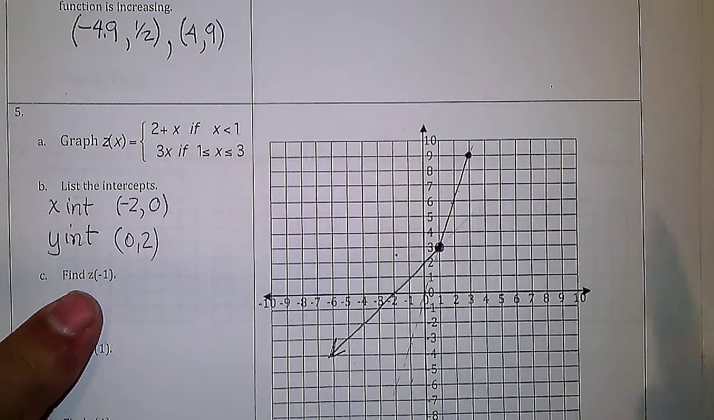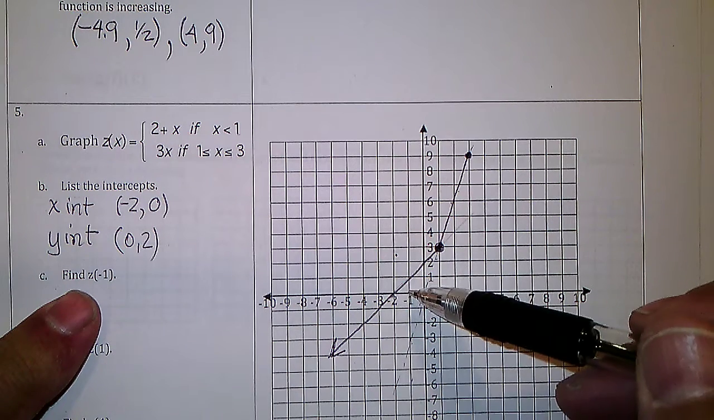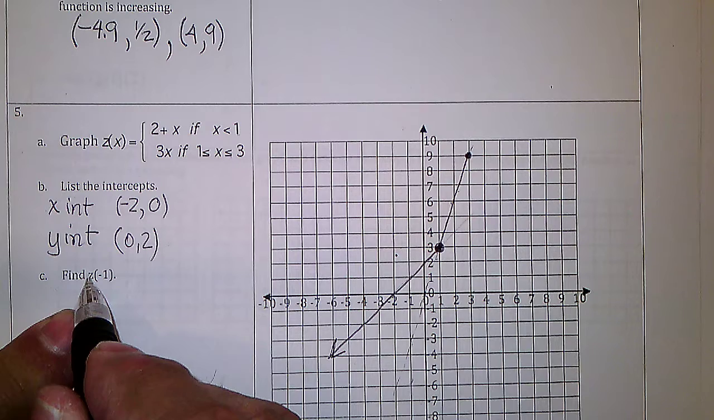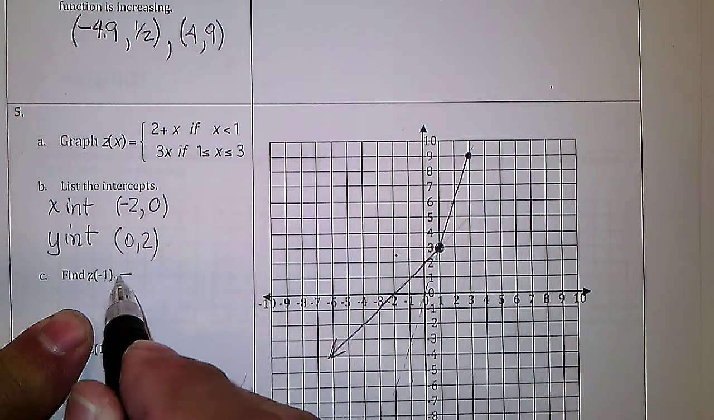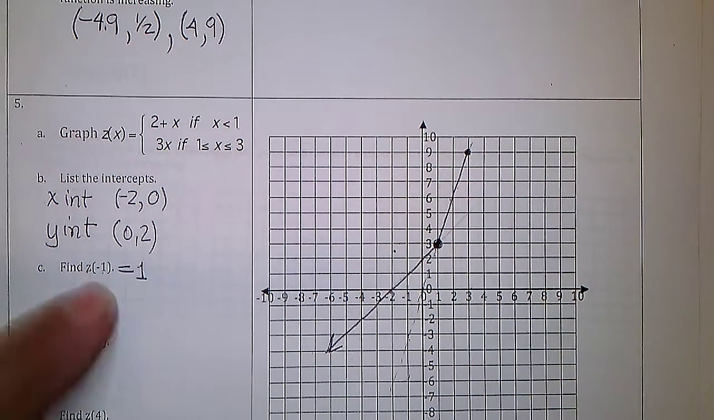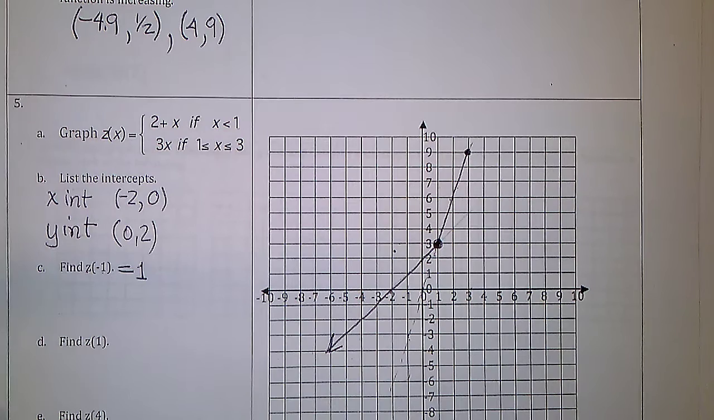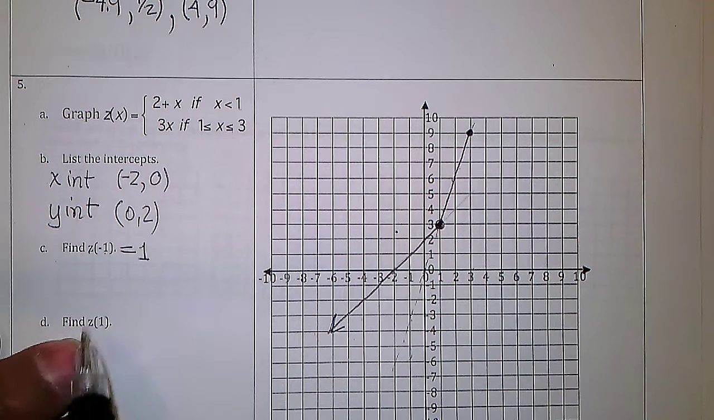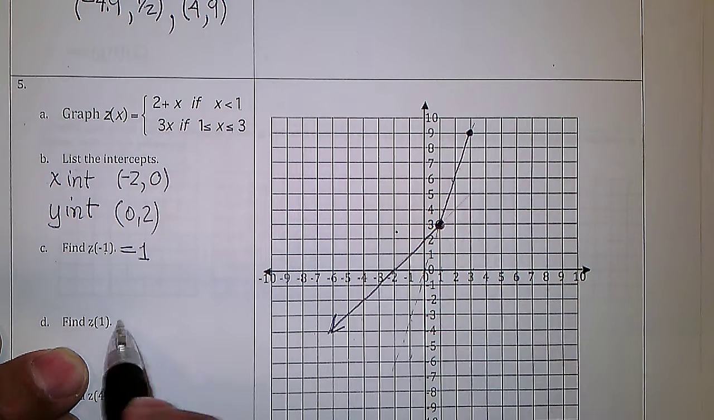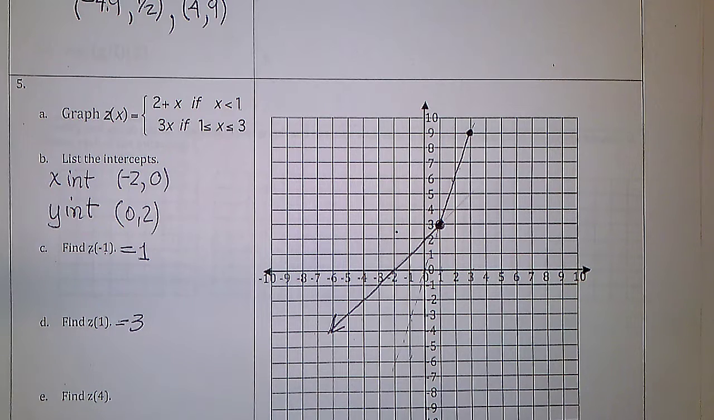What's z of -1? At -1, the height is 1. This says, what's the y height at -1? It's equal to 1. We don't do a point. We do the y at -1. Got to learn to read this correctly. This says, what is the y value when x is 1? When x is 1, the y value is 3.